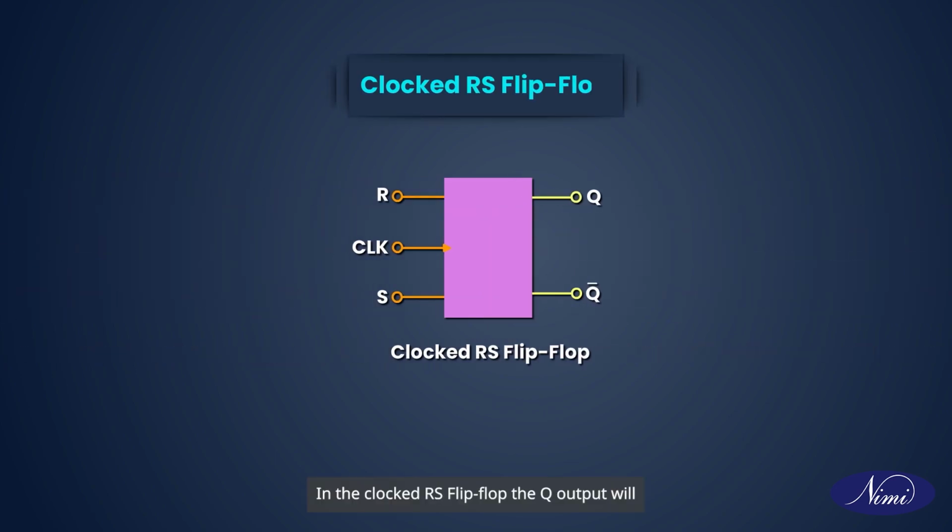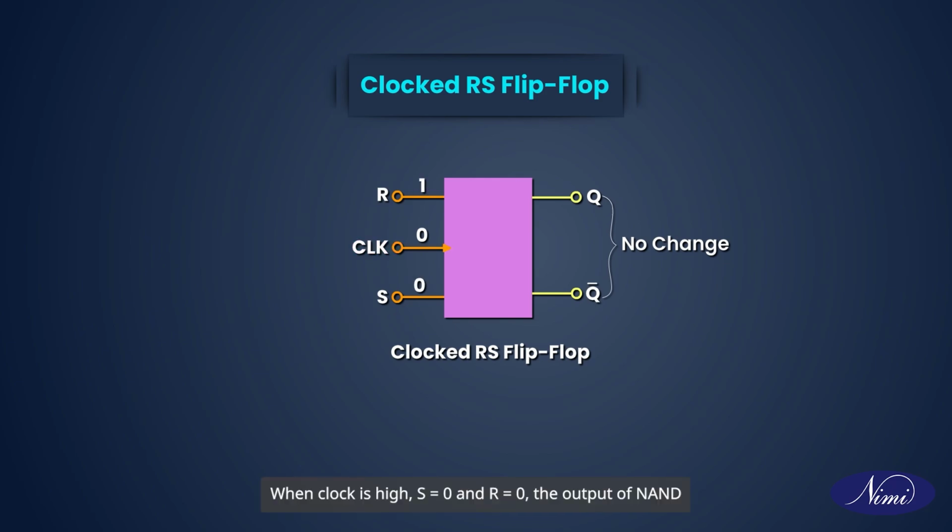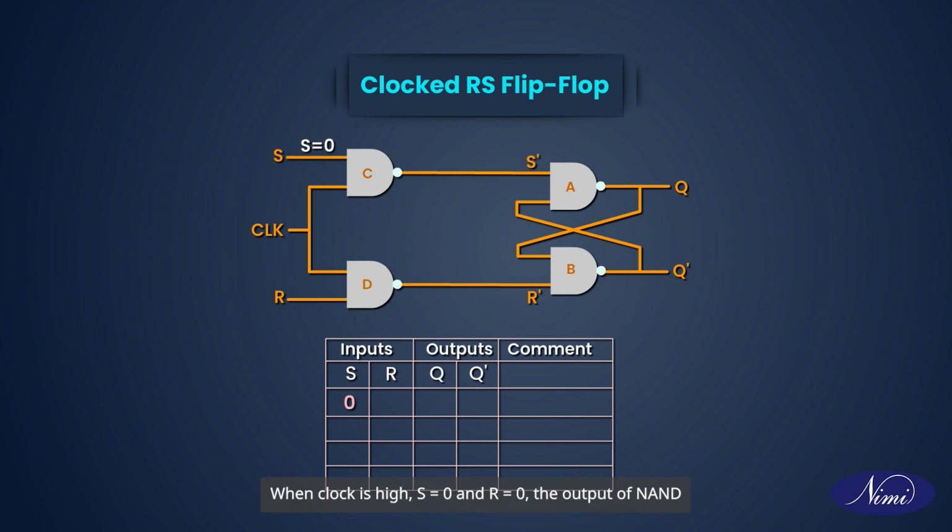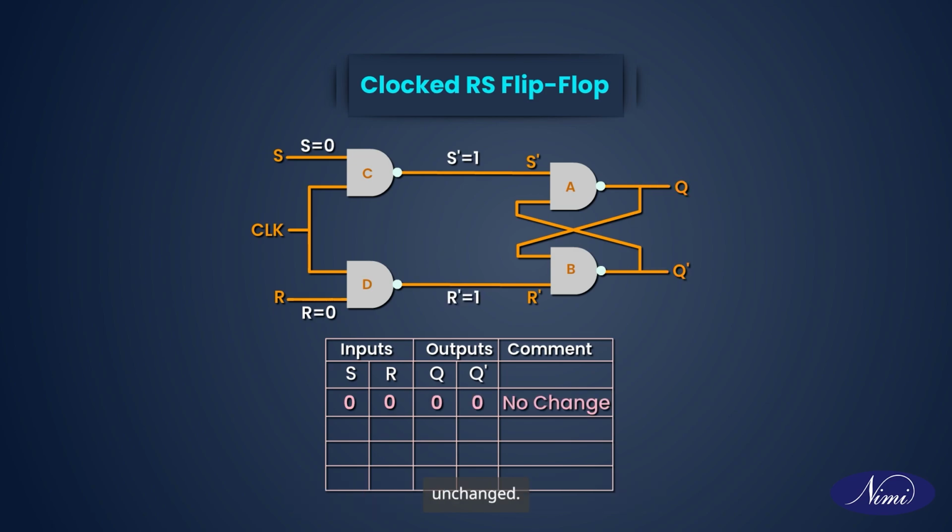In the clocked RS flip-flop, the Q output will be unaffected by any change in R or S as long as the clock CLK is 0 or low. When clock is high, S is equal to 0 and R is equal to 0, the output of NAND gates C and D are S bar is equal to 1 and R bar is equal to 1. Hence, the outputs of the NAND gates A and B remain unchanged. This is called hold state of the SR flip-flop.